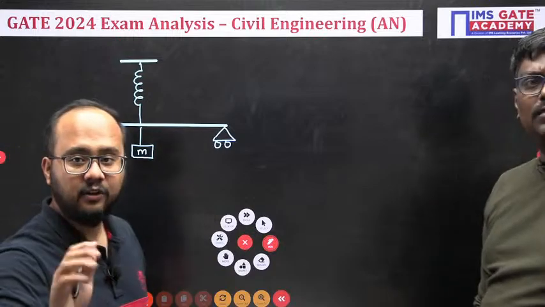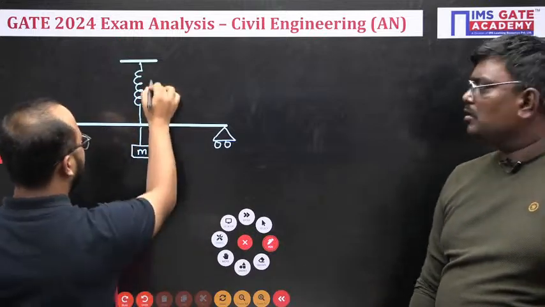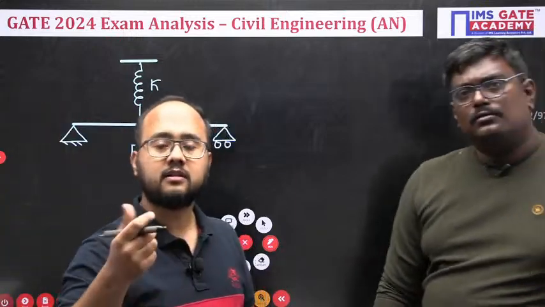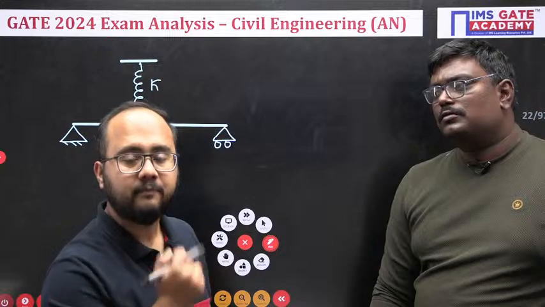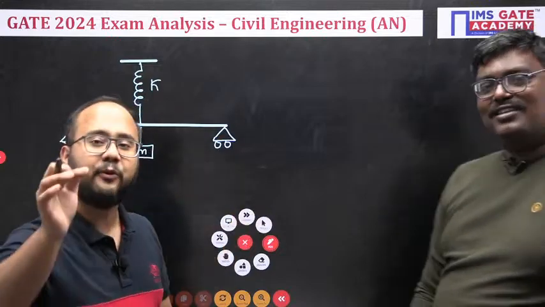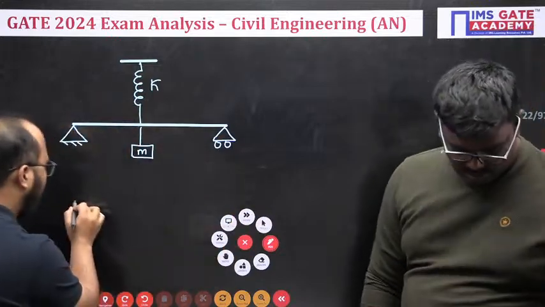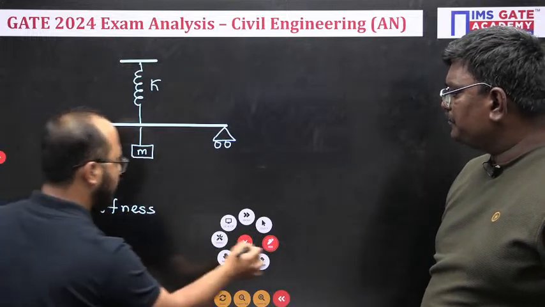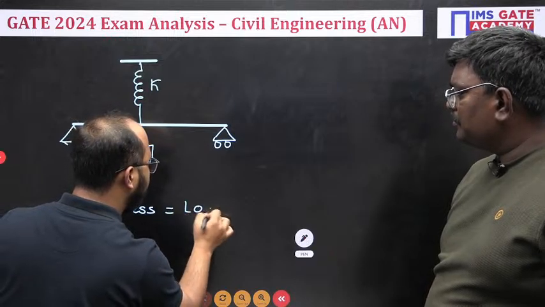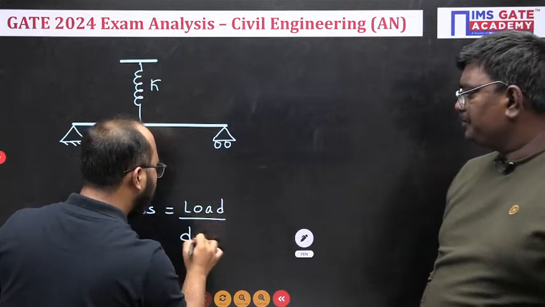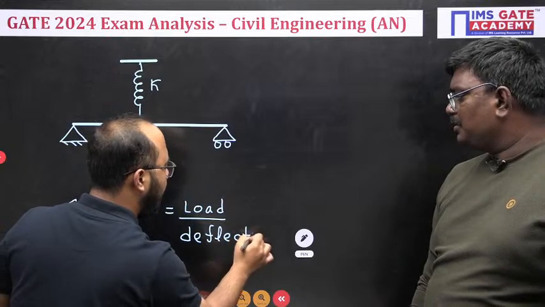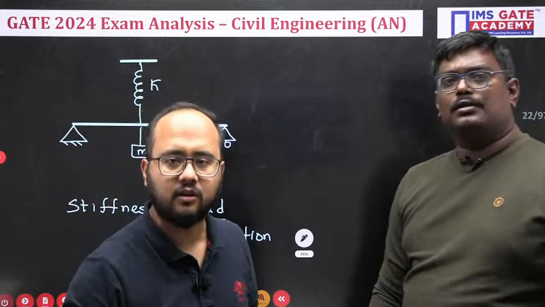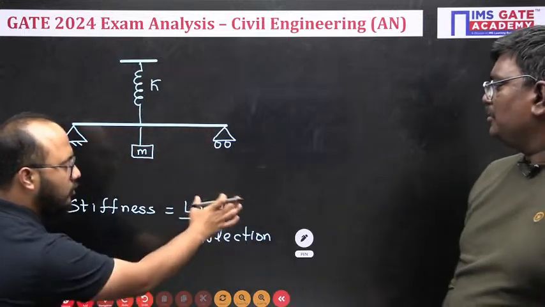The most important part here is, for the spring, they have given the stiffness K. But the main question is how to find the stiffness for this particular beam. In the classes we have already discussed this. If I talk about the general formula for stiffness, it is simply load divided by deflection. Whether it is bending, torsion, or simple axial deformation, this is the general formula.